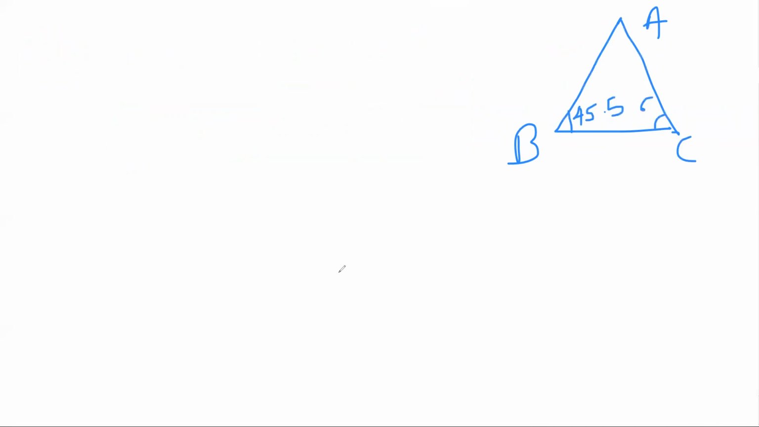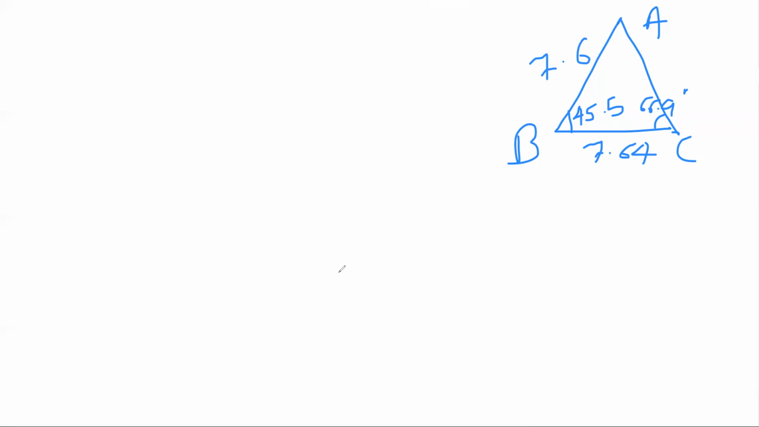Or let me draw here. A quick drawing here: A, B, C, and B is 45.5, A is 66.9, this was 7.6, and 7.64. We found that, or is it? Okay, so now we have to find AC.